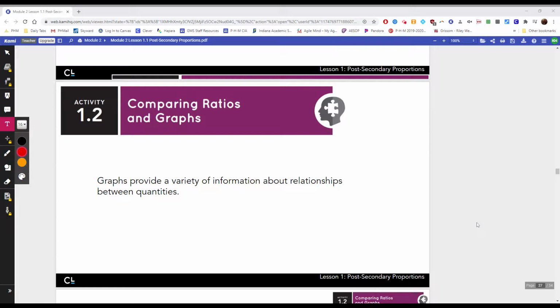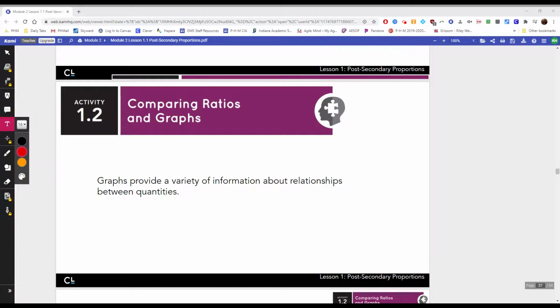Hi, eighth graders. So we're going to continue in our proportions lesson. This is activity 1.2. It is on M2-12 in your textbook. So please follow along with me in your book and complete these problems in your book.